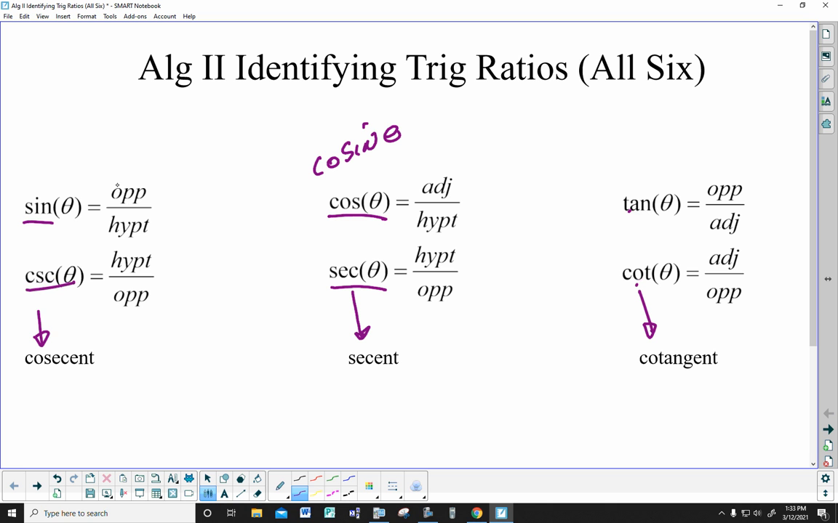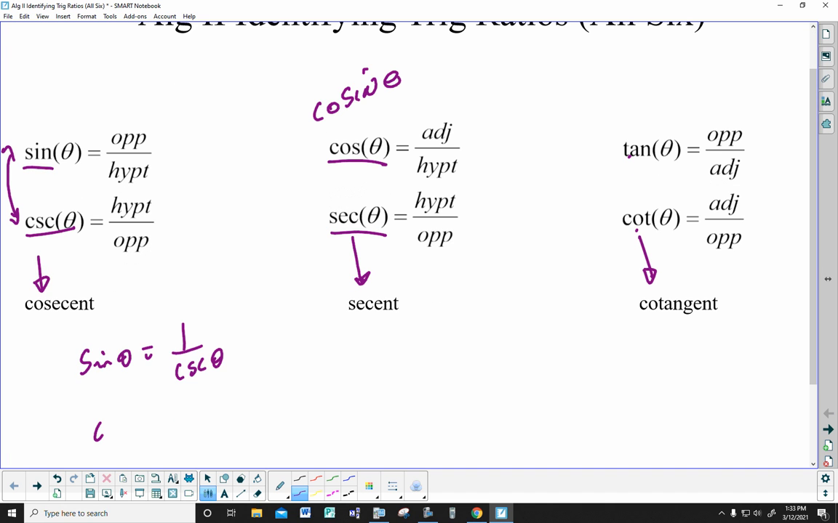We know sine is opposite over hypotenuse. Cosecant is hypotenuse over opposite. So these two are reciprocals of each other. Okay? So the sine of theta is 1 over cosecant theta, or cosecant theta is 1 over sine. They're reciprocals of each other.